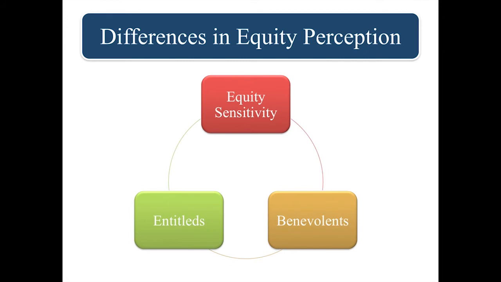Now, individuals differ a great deal in their equity perceptions. Some people are really very happy to have that ratio be perfectly balanced, as the theory suggests. Others are really benevolent and they'd prefer to be rewarded less than other people. And others are more entitled and would like to be over-rewarded compared to others. So this is another individual difference that comes into play in thinking about motivation.